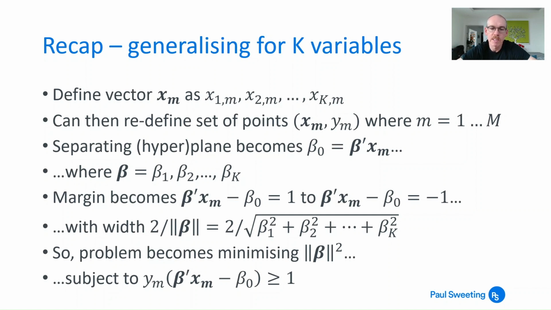And the width now is explicitly 2 over the norm of that vector beta, which is 2 over the square root of beta1 squared plus beta2 squared all the way up to betak squared. So the problem now is minimizing the norm of beta squared, or the norm of beta, it gives you the same result, subject to ym times beta transpose xm minus beta naught being greater than or equal to 1. So this is just the k variable version of what we're looking at, and most of what we'll do will be in vector space.